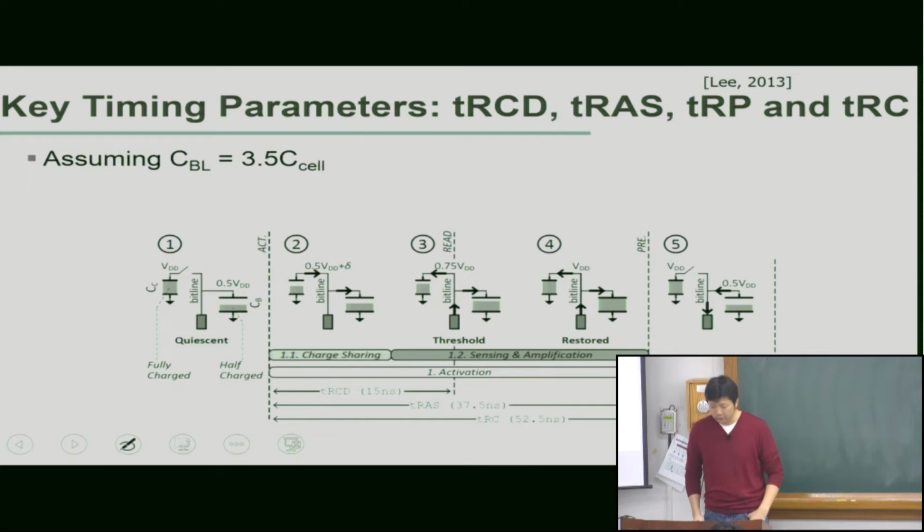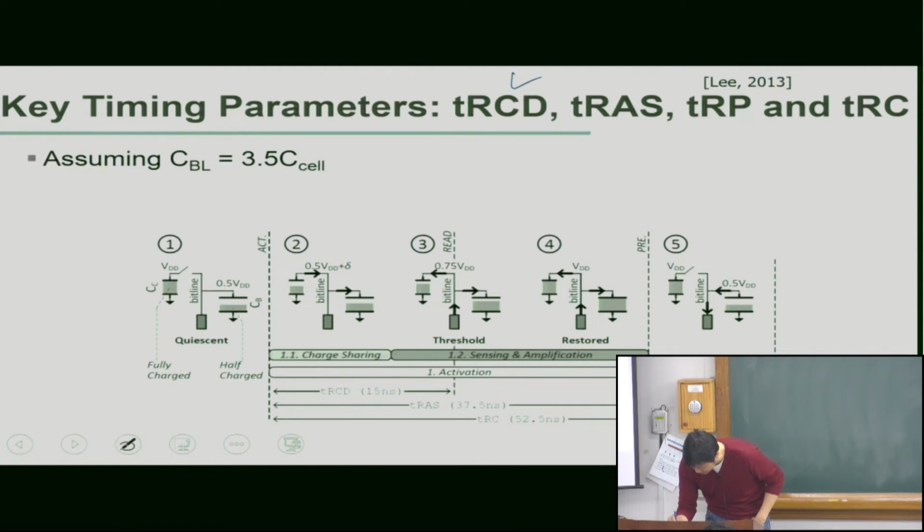So here there are key timing parameters: TRCD, TRAS, TRP, and TRC. So here I already explained these two, this one and this one. So I'm going to explain these two as well. So here is what I just explained.